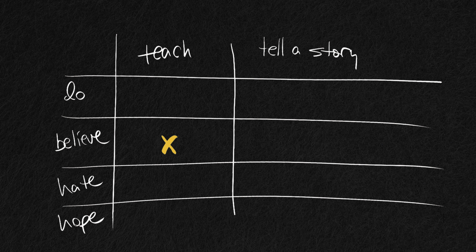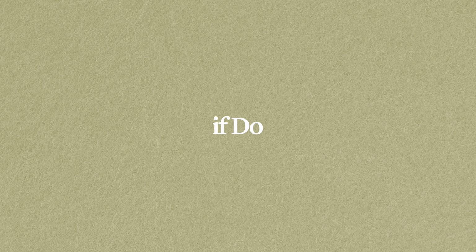Now, the next row is believe. This is your point of view, your philosophy, the hill you're willing to die on in your industry. If do is about competence, believe is about character. People don't just buy what you do. They buy why you do it. People don't buy from companies. They buy from people. You have to show your humanity in this part.